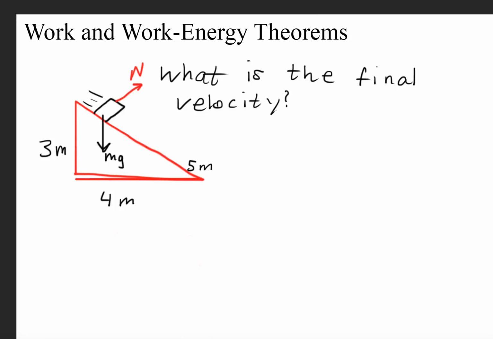Now, the next step of solving questions using the work-energy theorems is to ask yourself, are my forces conservative or non-conservative? I need to write down all of my conservative and non-conservative forces. So right here, I'll write a letter C to represent my conservative forces, and NC to represent my non-conservative forces.